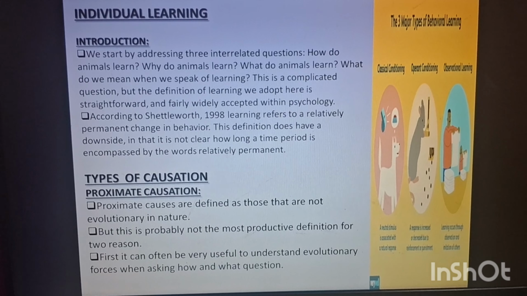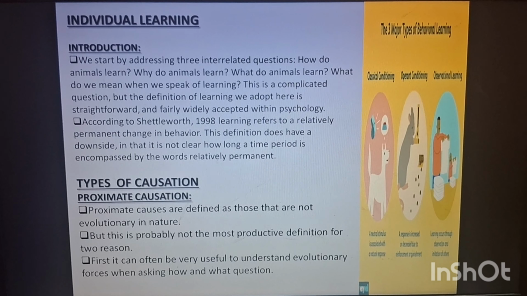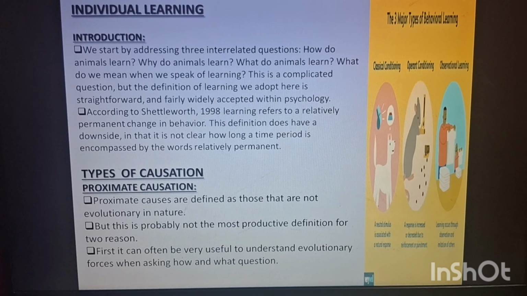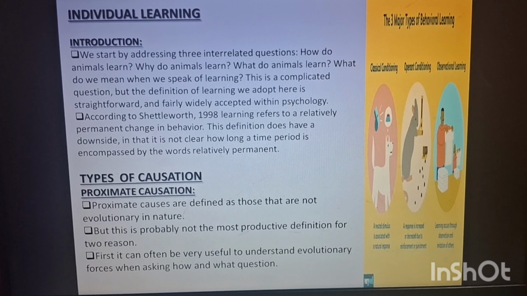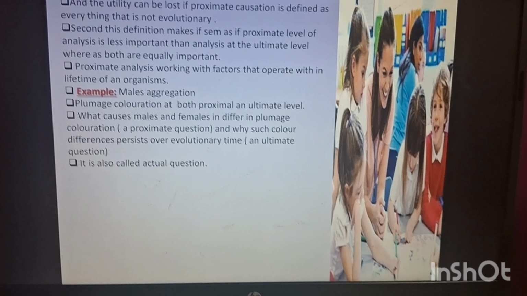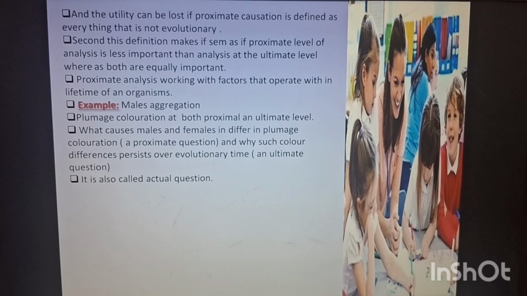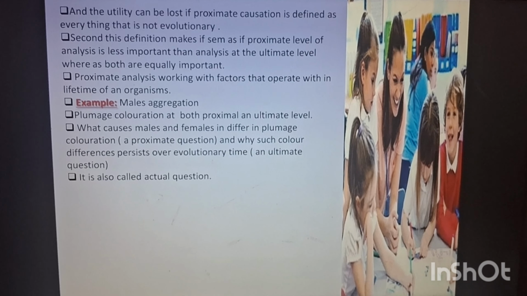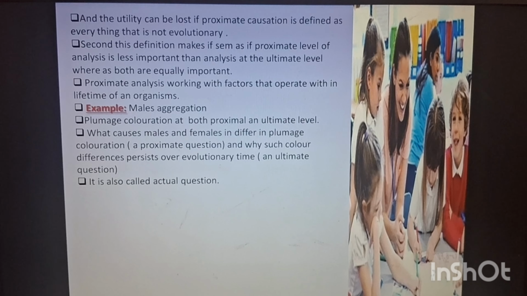Next, types of causation. Proximate causation. Proximate causes are defined as those that are not evolutionary in nature. But this is probably not the most productive definition for two reasons. First, it can often be very useful to understand evolutionary forces when asking how and what questions, and that utility can be lost if proximate causation is defined as everything that is not evolutionary. Second, this definition makes it seem as if the proximate level of analysis is less important than analysis at the ultimate level, whereas both are equally important.